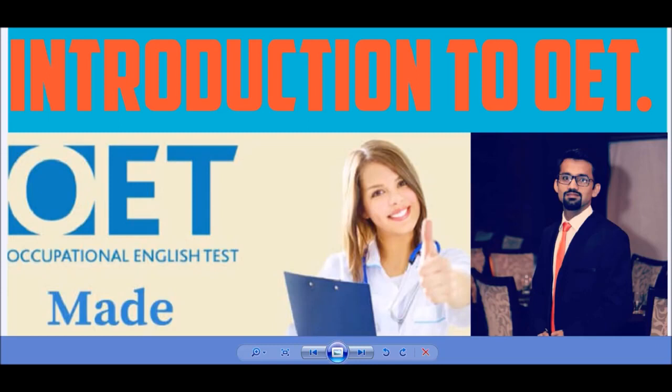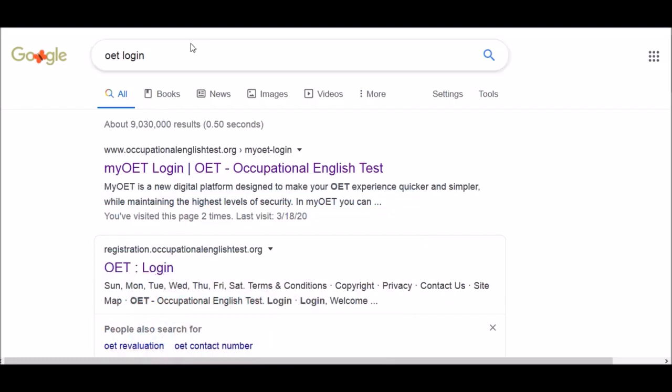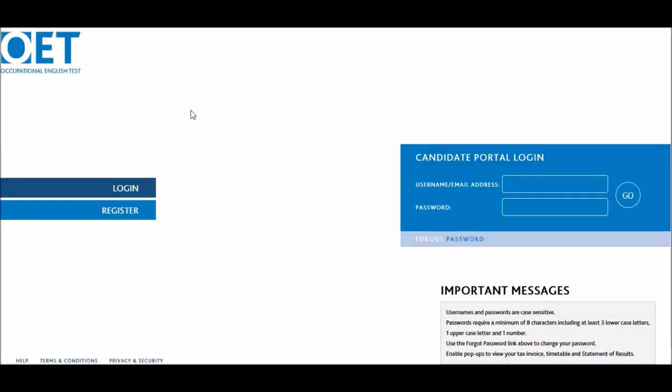As in the previous video I told you how to register for the OET exam and how to make an account with OET. So in this video, using these OET account details, we will apply for the OET exam. First of all, open any browser on your laptop or mobile and search for the OET login. Then you will go to this page.